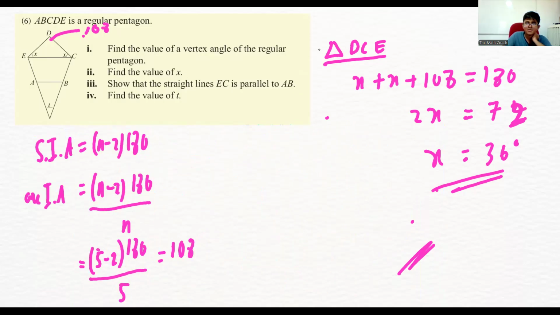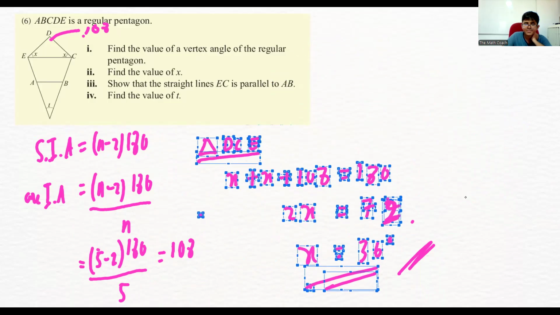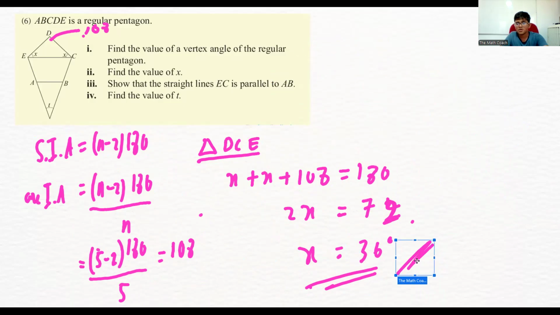It's right here. This comes here. Okay. Now, they're saying just show that the straight lines EC is parallel to AB.